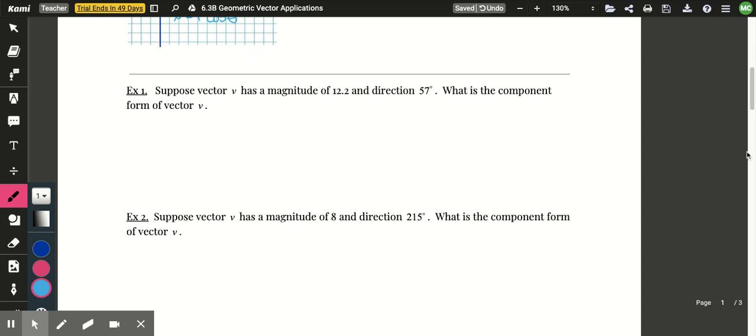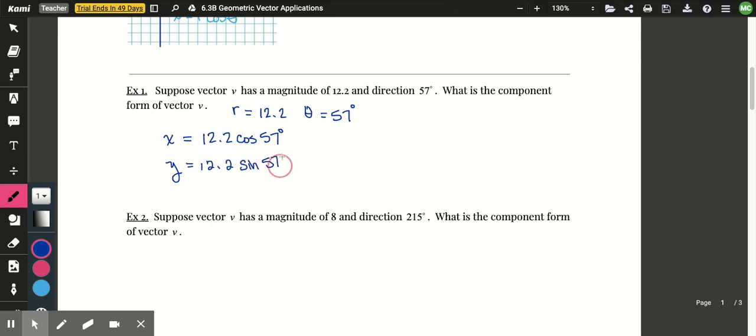Alrighty, so now that I've seen that, I don't really have to draw the picture in order to come up with the component form of the vector now. So if they tell me that vector v has a magnitude of 12.2, that would mean that r is 12.2. And the direction is 57 degrees. Well, then theta would be 57 degrees. Then to find the component form for my x, I would just say 12.2 cosine 57 degrees. And for my y value, I would say 12.2 sine of 57 degrees.